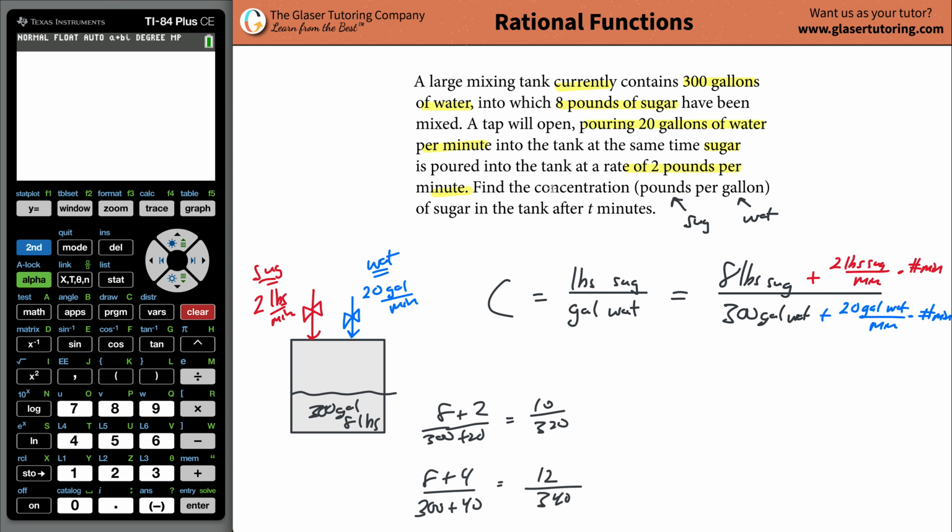And then I'm going to say, well, to find the concentration, all you need to do is take those pounds of sugar and divide it by the gallons of water. And you're like, oh, great, I'm just going to take my 10 pounds of sugar divided by the 320 gallons of water, and I get my concentration. But once we have to find a formula out of that, I bet we get stuck.